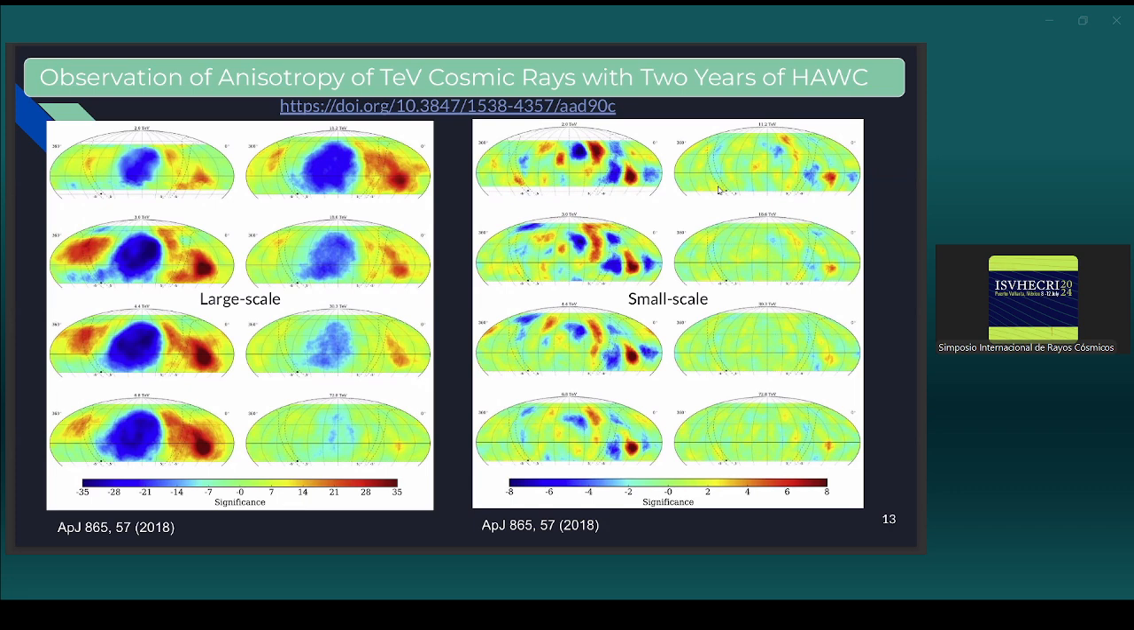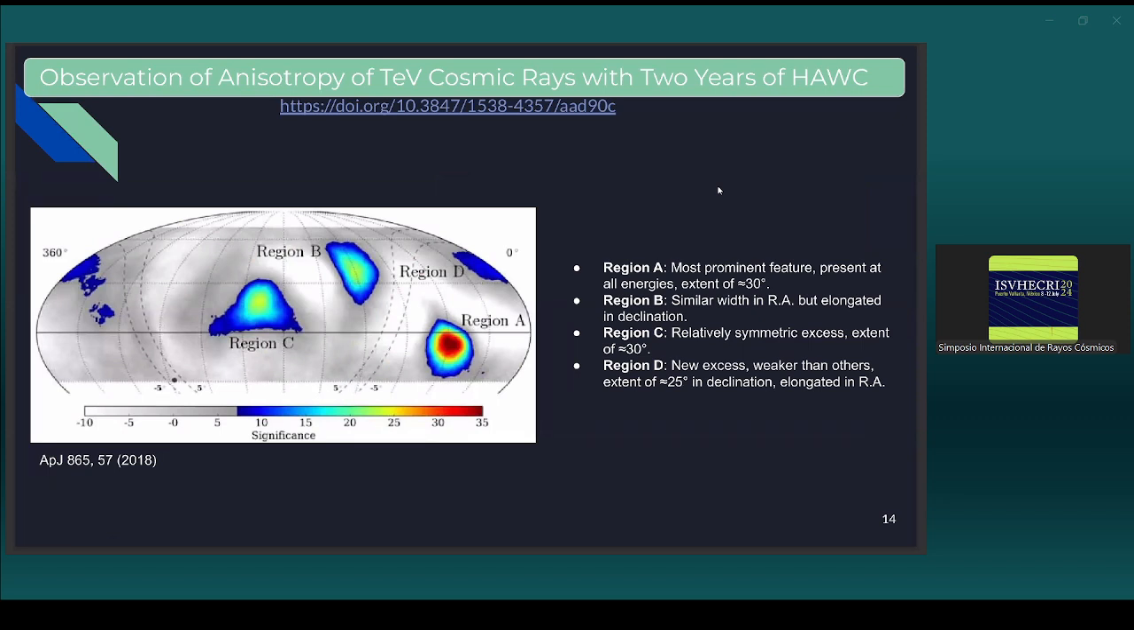These hotspots have, in fact, been observed by other experiments. Milagro, I think, was one of the first that checked these regions. We have region A, which is the most prominent of all of these regions. Region B is not that significant, and neither is region C. But the improvement in this analysis is that we get new insight into this other region that wasn't detected previously.